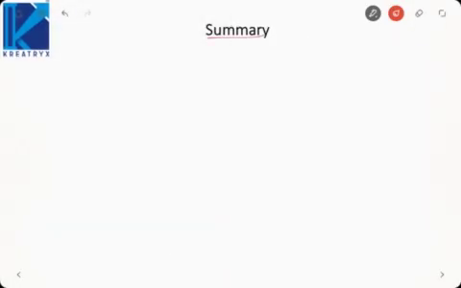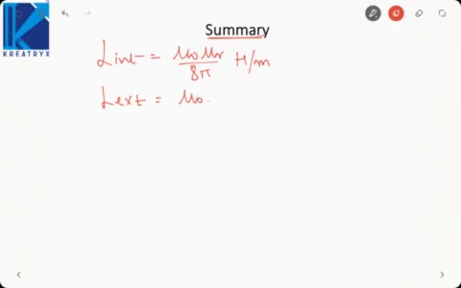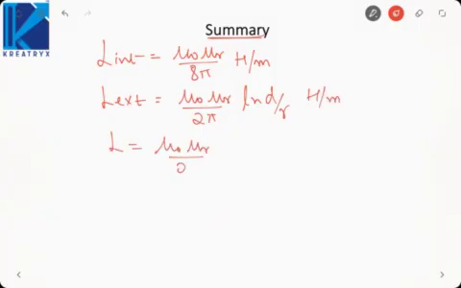So let us summarize what we covered in this lecture. We first saw internal inductance mu naught mu r by 8 pi Henry per meter. Then we saw external inductance mu naught mu r by 2 pi ln d by r Henry per meter. Then we saw total inductance mu naught mu r by 2 pi ln d by r prime, where r prime is equal to 0.7788 r.